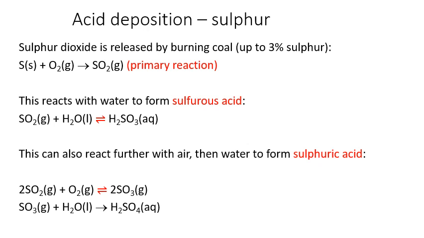In terms of sulfur, sulfur dioxide is released by burning coal. Coal contains about 3% of sulfur. Elemental sulfur reacts with oxygen to form sulfur dioxide, which is the first reaction. Then it gets into the atmosphere. It then reacts with water in the atmosphere, in the clouds, to form sulfurous acid. The sulfurous acid then reacts further with the oxygen in the air to form sulfuric acid, which again is your acid deposition or acid rain.